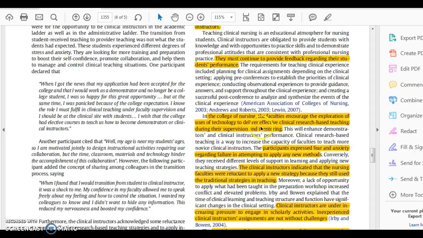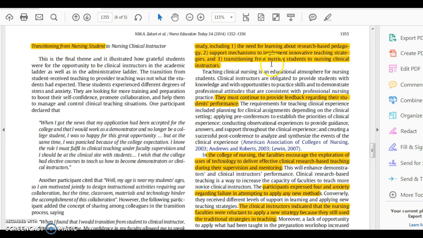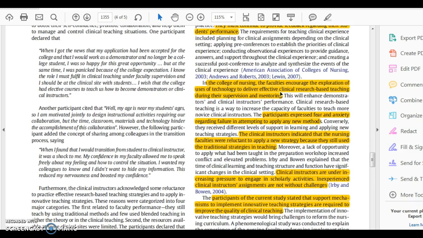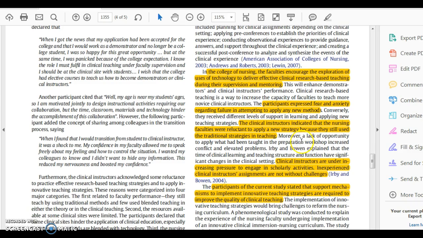And then they talk about a little bit more. They found out what these people really needed. They talked about how the participants expressed fear and anxiety regarding failure and attempting to apply any new methods. In other words, they lacked some confidence, a little bit of a high anxiety there.